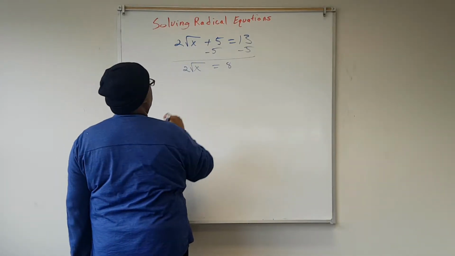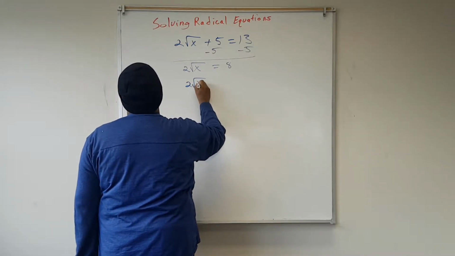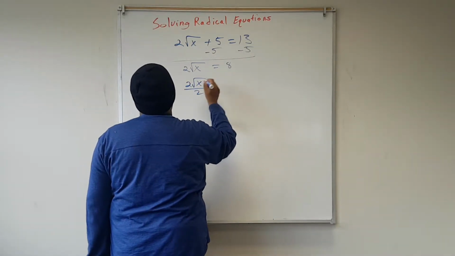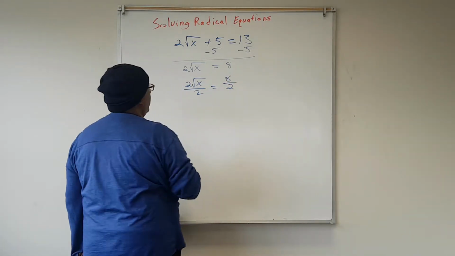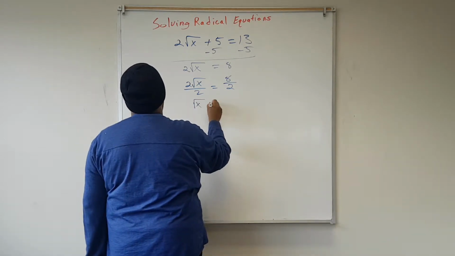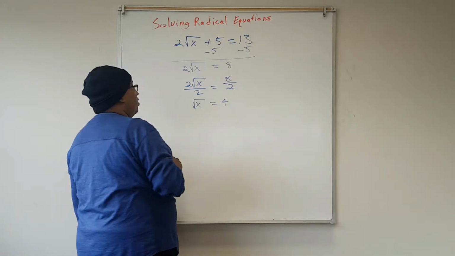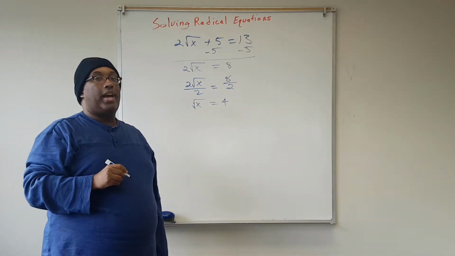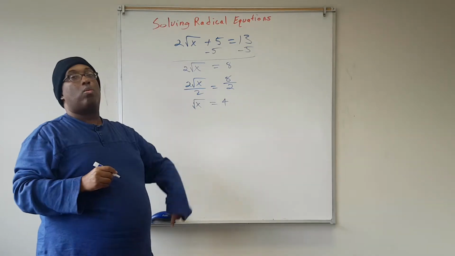Now, to isolate the radical more, we need to get rid of the 2. So divide by 2. You do it on one side, you have to do it to the other. 8 divided by 2, that's going to give us 4. Square root of x equals 4. So now, to solve for x, we need to get rid of the radical. In order to get rid of the square root, we need to square both sides.